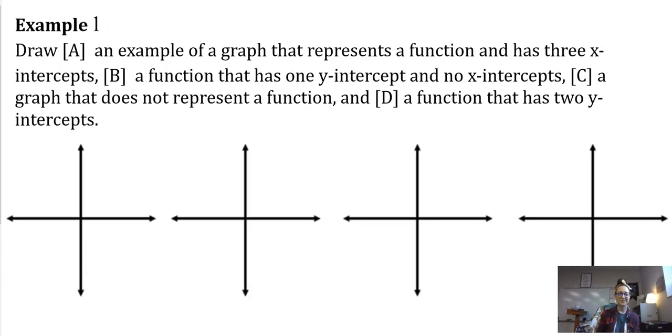Force a pause on your screen. Can you try example 1 for me, just a review? Read the directions and see if you can figure out these 4 graphs. Grab a different color pen and hit continue when you are ready to check your answers.